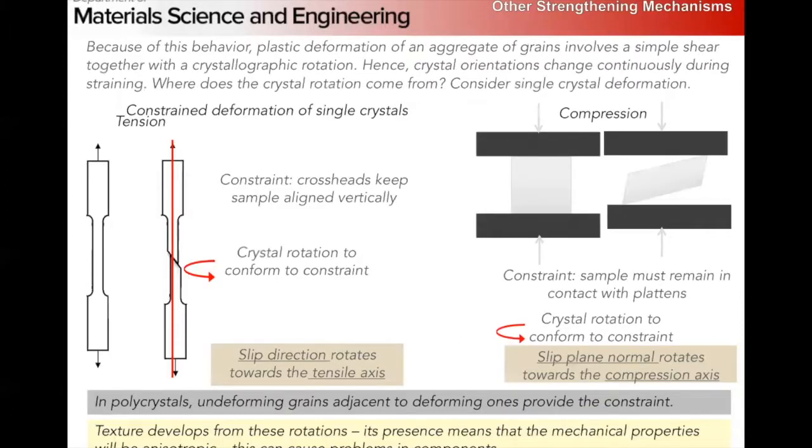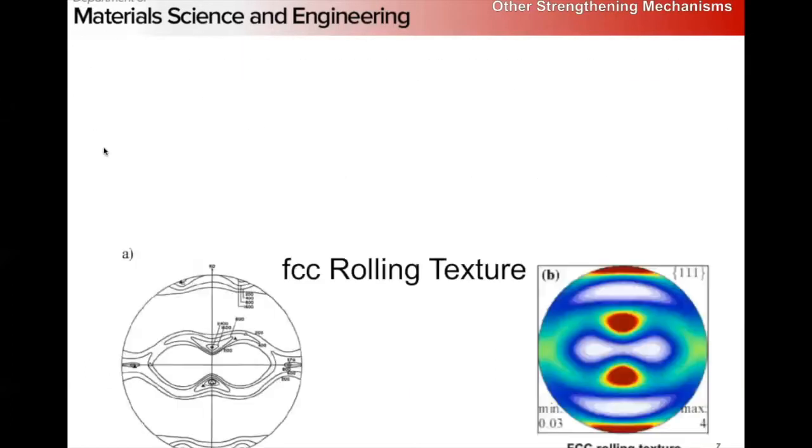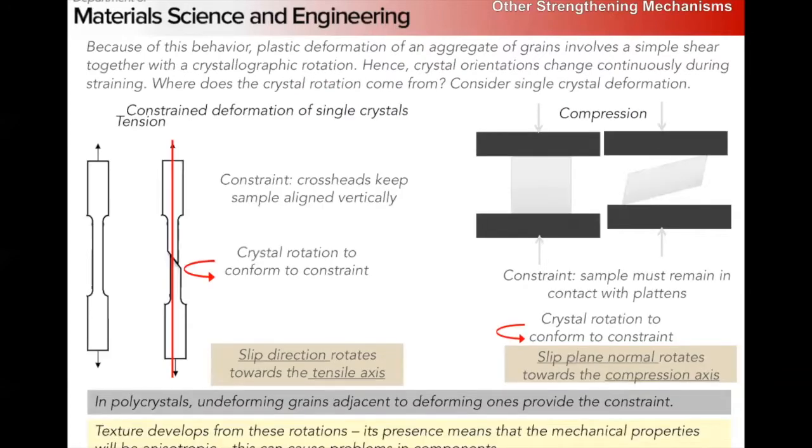Okay, so what causes texturing? Remember back to mechanical behavior. If you do a single crystal tension test, you get slip lines, right? But if I have slip this way, this grip wants to move this way, right? But it's constrained by my tensile frame, right? So in order to conform to the constraint, this crystal has to rotate, right? The same thing under compression. So when we deform something in tension, the slip direction rotates towards the tensile axis. The slip plane normal rotates away from the tensile axis. Compression is the exact opposite. The slip plane normal rotates towards the compression axis, right?